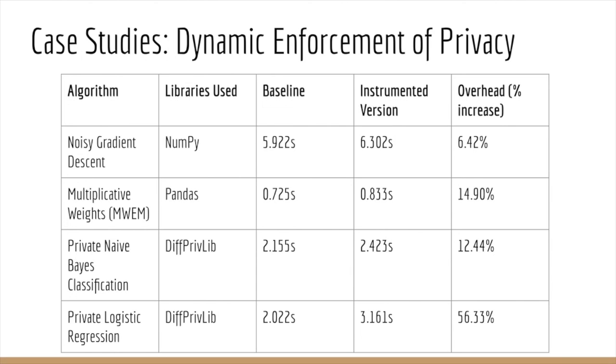These times are not fully optimized, but they are pretty good and pretty competitive, in my opinion. So we worked on gradient descent, like we've seen, the MWEM algorithm, private naive Bayes classification, and private logistic regression, using NumPy, Pandas, and diffpriv-lib.